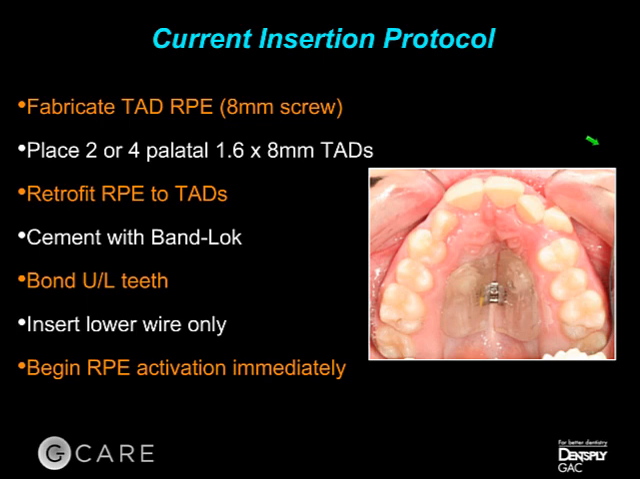I tend to numb up the patient. I've tried topical anesthetic, but to me, a couple drops of lidocaine has been a lot more comfortable for the patient, and no one has seemed to object to that. So I place the TADs in, retrofit the RPE to the TADs, cement them with Bandlock, and then you have a choice. If you want to place brackets that day, you certainly can, or you can wait. The thing is, when you activate this, you don't want to place a wire in the upper because you don't want any resistance to the expansion. So I will wait until the expansion is done to place the upper wire.